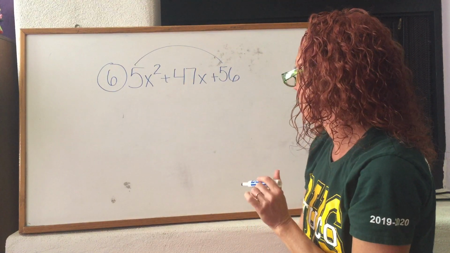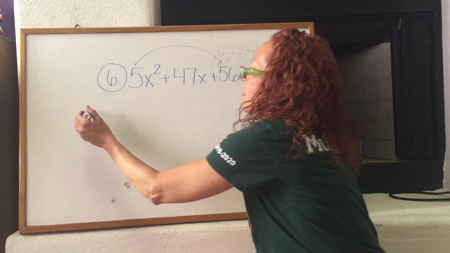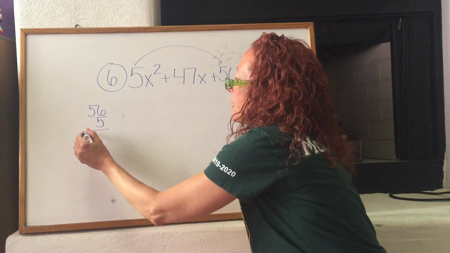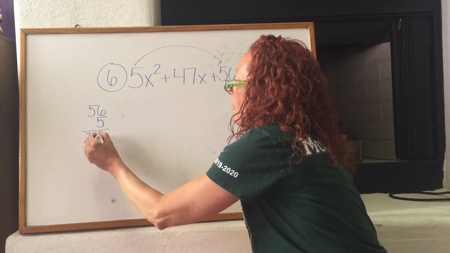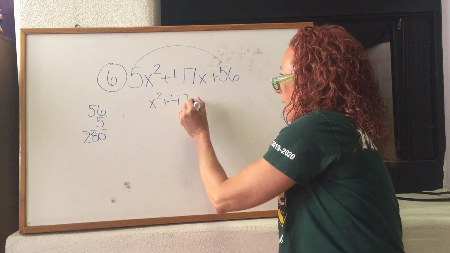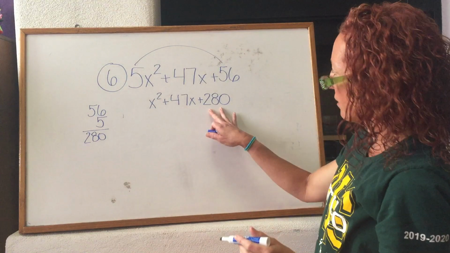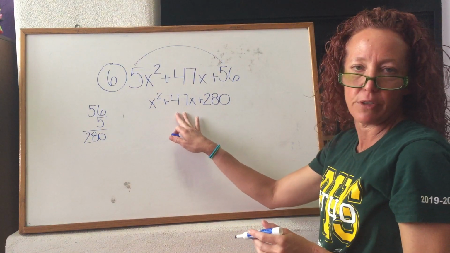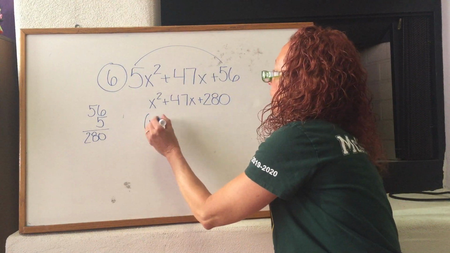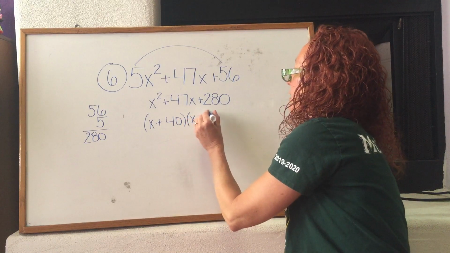So we need to multiply 5 times 56, which seems like quite a large number. Let's see how I do here. So that's going to be 280. So I have x squared plus 47x plus 280. And so I need to factor 280 and find factors that add to 47. Lucky for me, I actually see them right away. So x plus 40 and x plus 7.